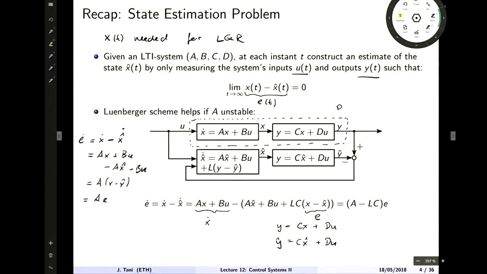So, by introducing L, we have found a way to change the dynamics of our observer and have different eigenvalues of this matrix A minus LC, which incorporates the dynamics of the error term. And so we can actually track faster and also track if we have an unstable system. Questions about this? Is this clear to everybody? It's clear? Okay. Very good.